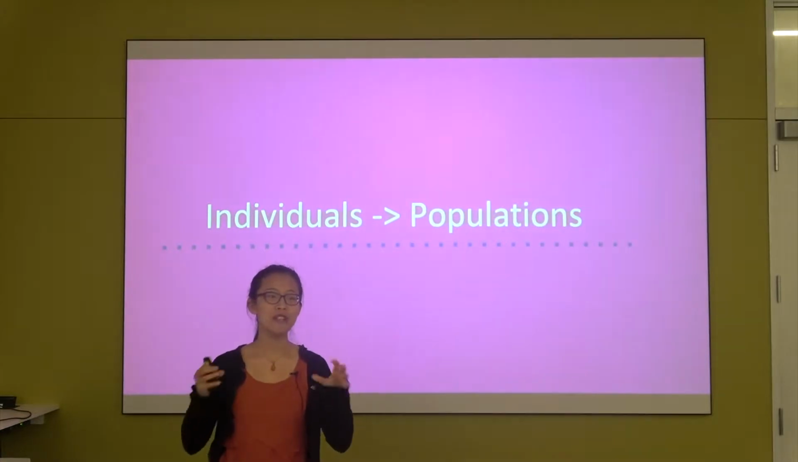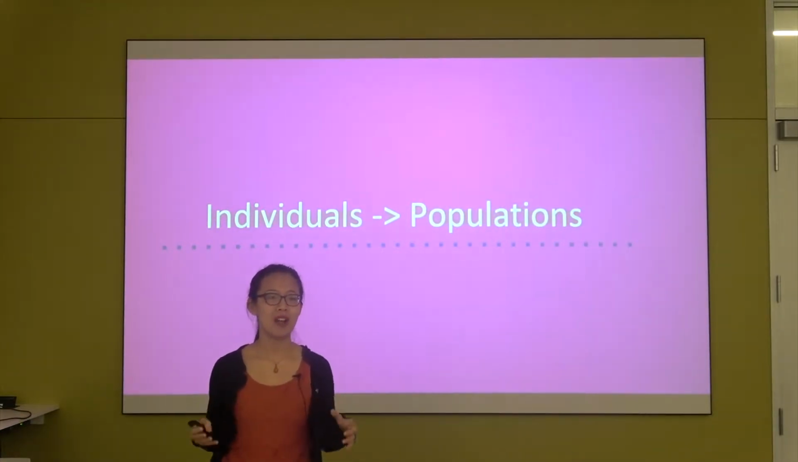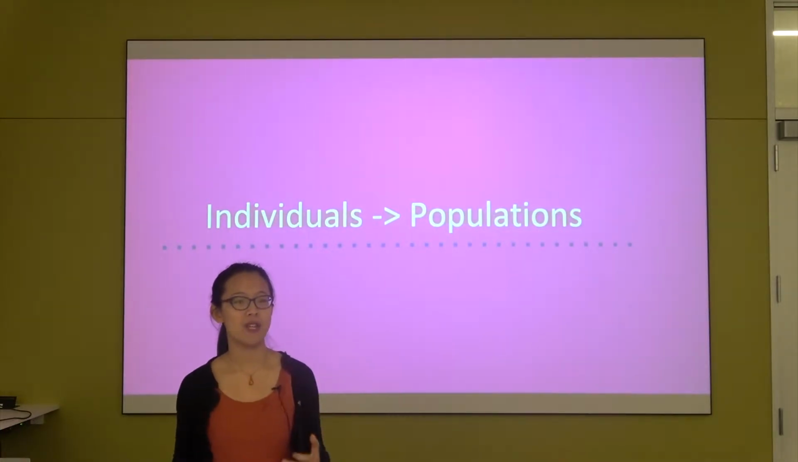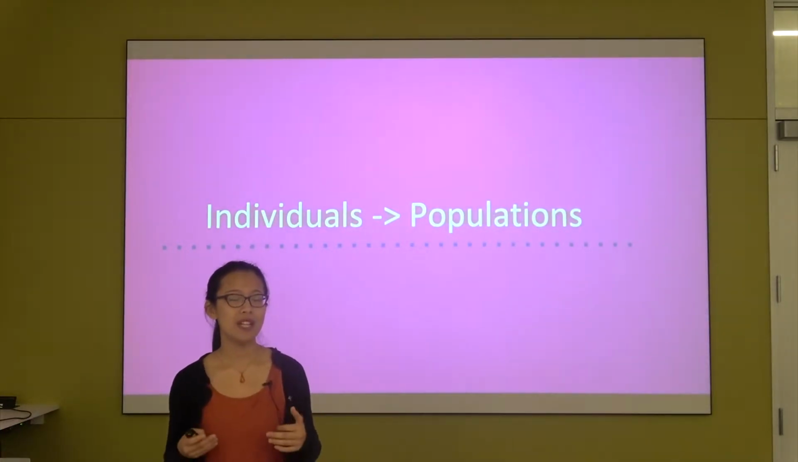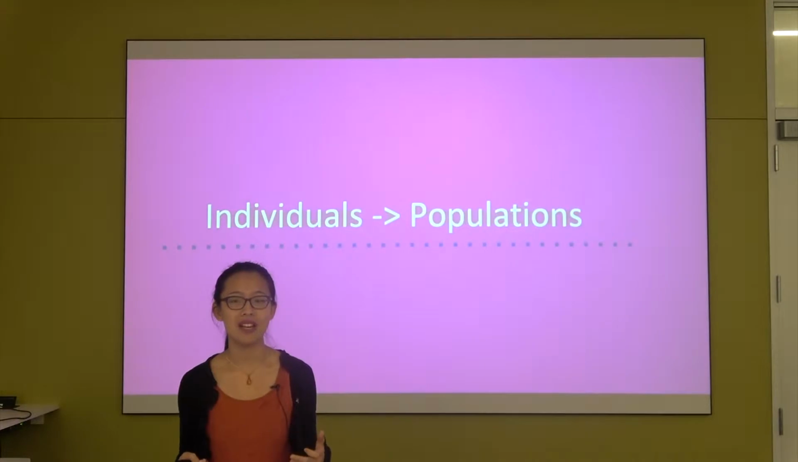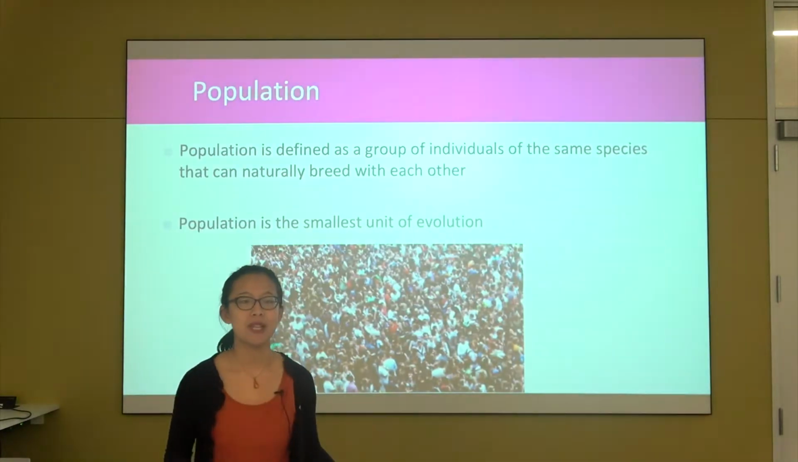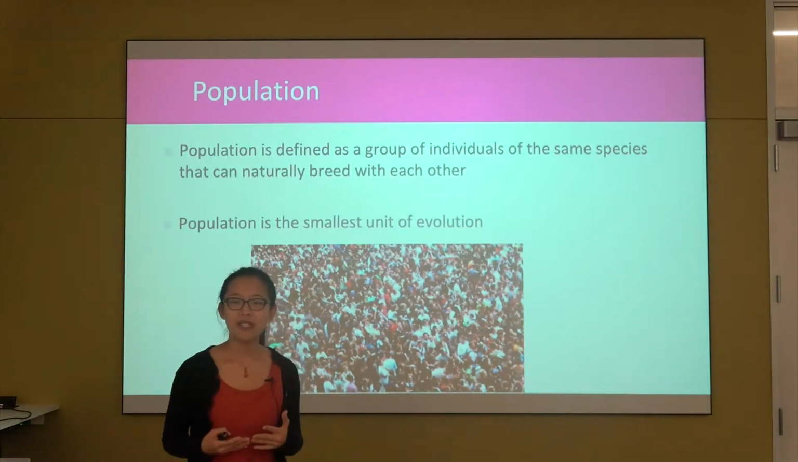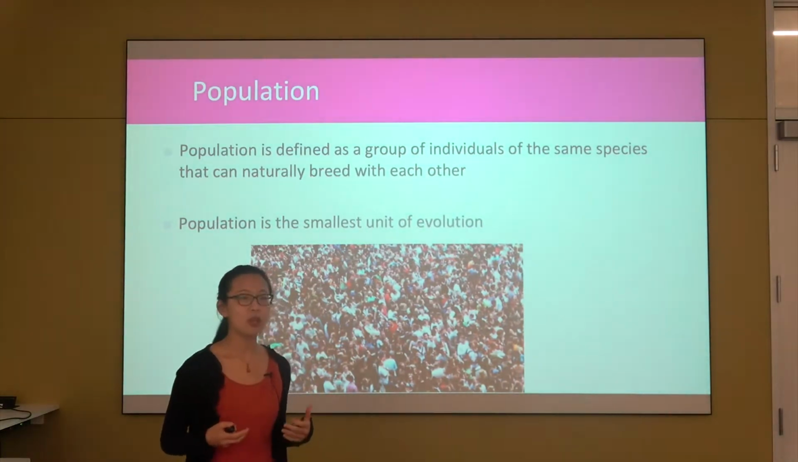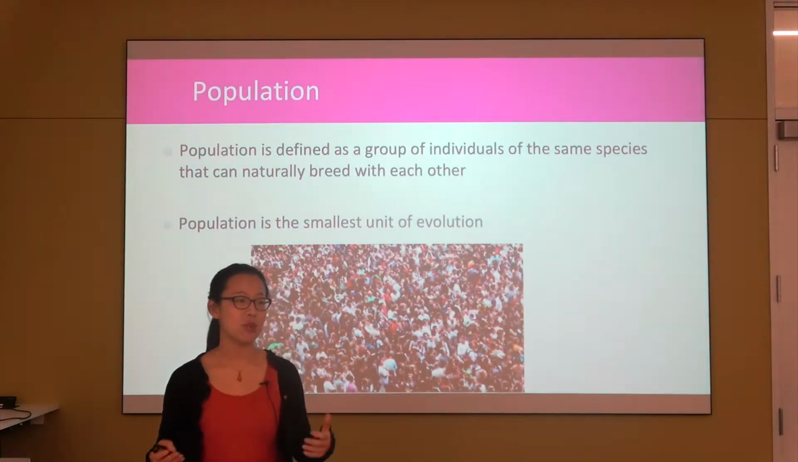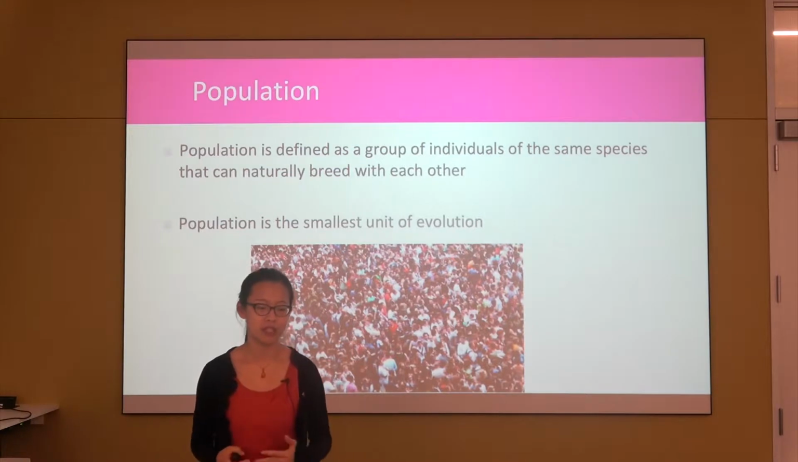But if we zoom out of the picture a little bit, most organisms on Earth don't live by themselves alone, but instead we live together with a group of individuals like us. And we call this type of group a population. The way we define a population is a group of individuals of the same species, most of the time in the same geographical area, who naturally have a chance to breed with each other.